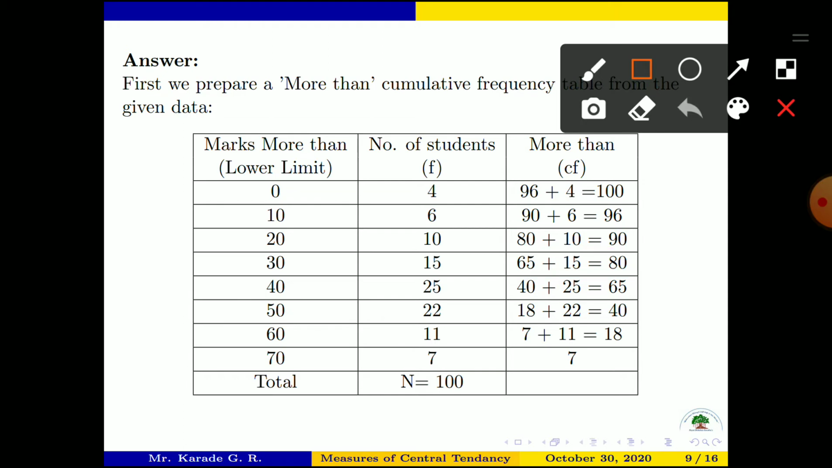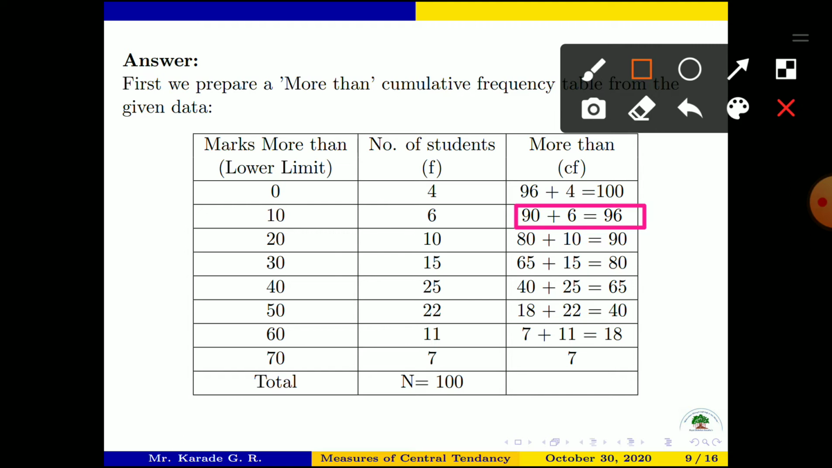आता पुढचं एक एक्झाम्पल घेऊ आपण. Suppose we go here. So in this case the cumulative frequency is 96. So what is the meaning of this 96? The meaning is that there are 96 students having marks 10 or greater than 10. म्हणजे 96 स्टुडंट्स आहेत की ज्यांना 10 आणि 10 पेक्षा जास्त मार्क्स आहेत. So in this case this is the meaning of cumulative frequencies, more than cumulative frequencies.